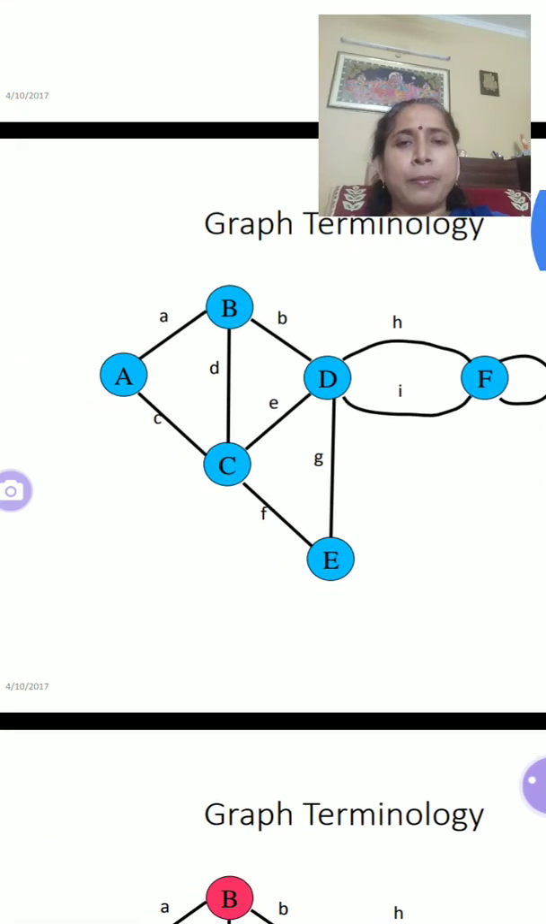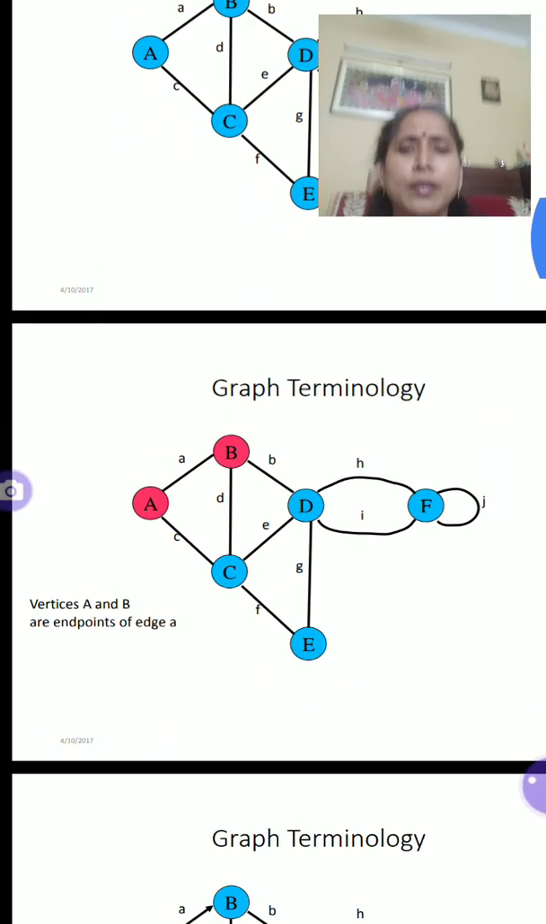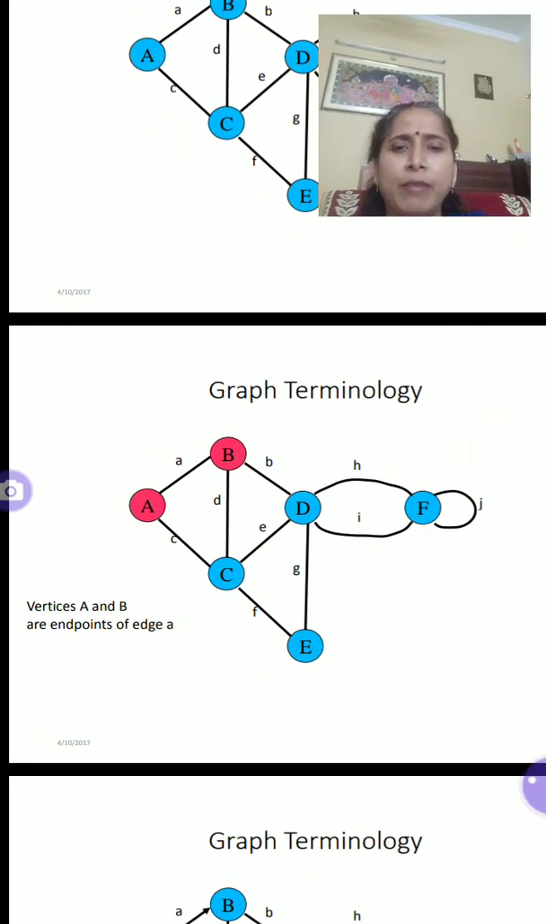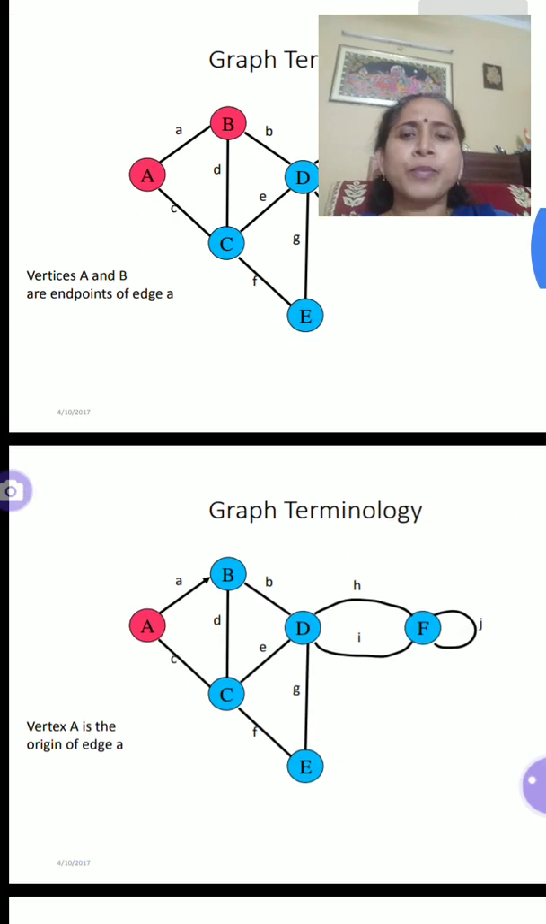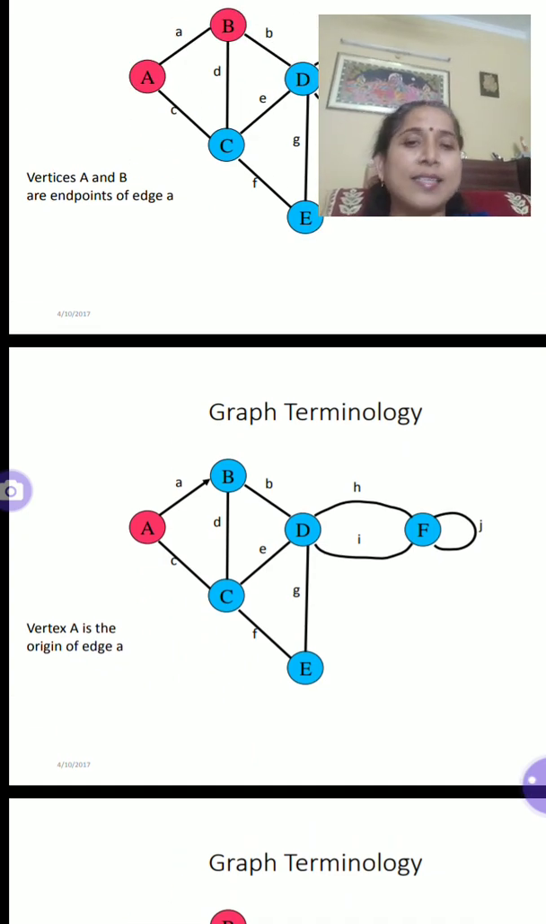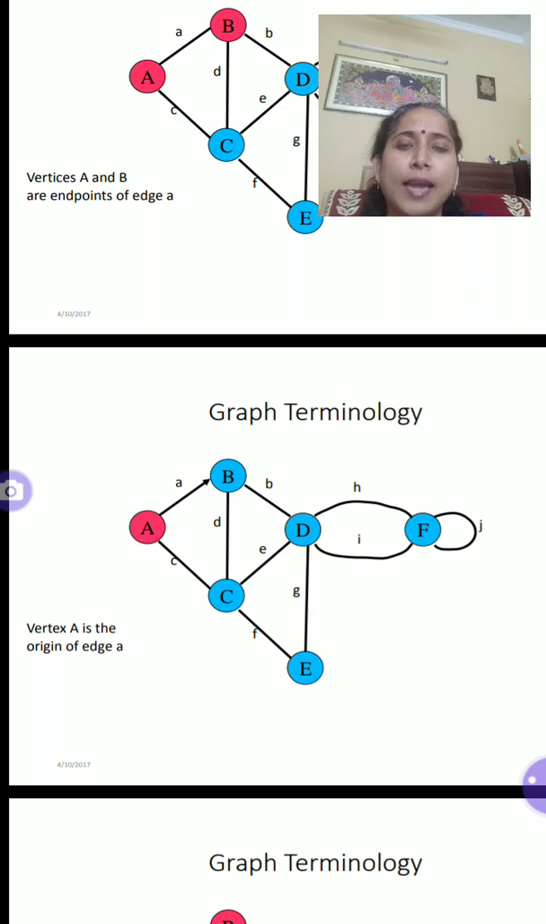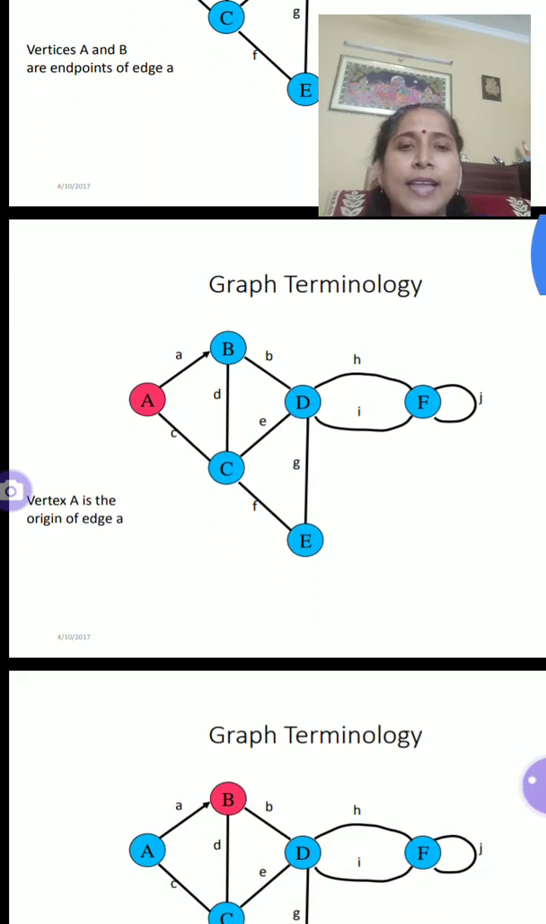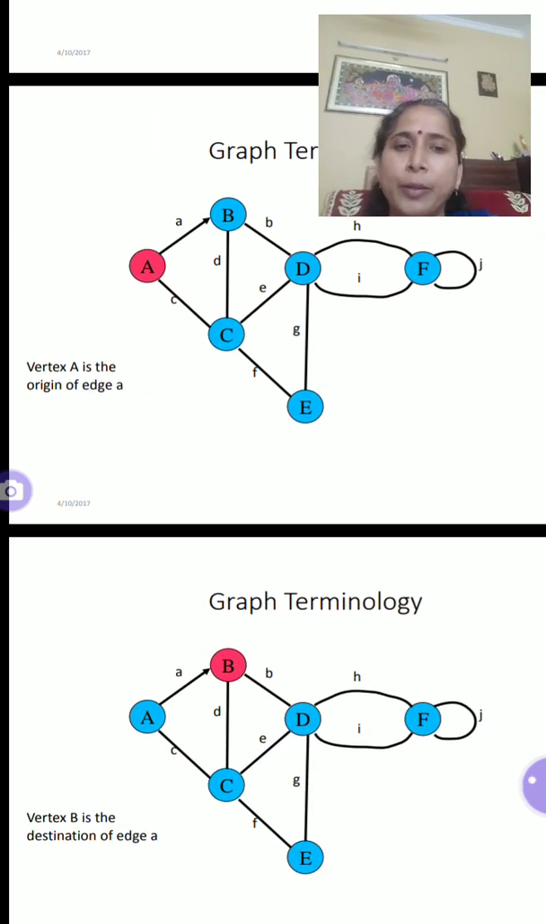Now if I come down over here, it is showing in red color they have marked A and B. Vertices A and B are the endpoints of an edge small a. This is what I have told you. Next we can look, vertex A is the origin of edge a. Why? Because here edge a has been marked with an arrow. Since it is marked as an arrow, the arrowhead is the destination point and the tail of that arrow becomes the origin point. So in that case I can say capital A is the origin and capital B is the end point, and small a is that edge that connects the vertices capital A and capital B.